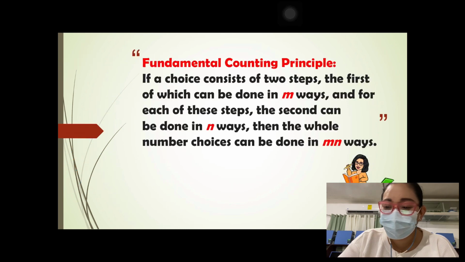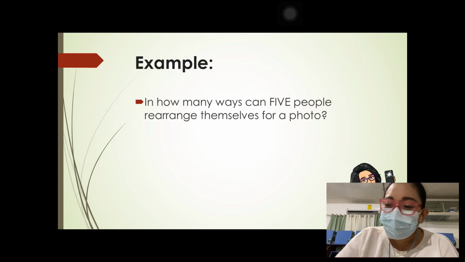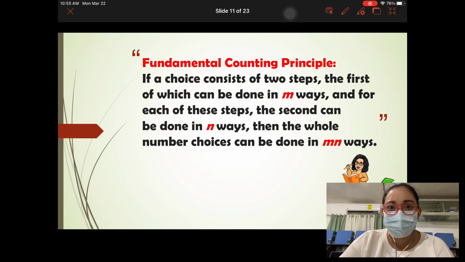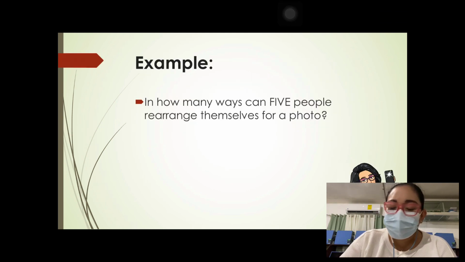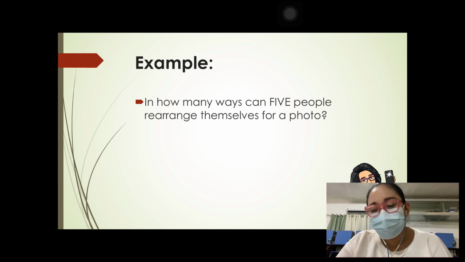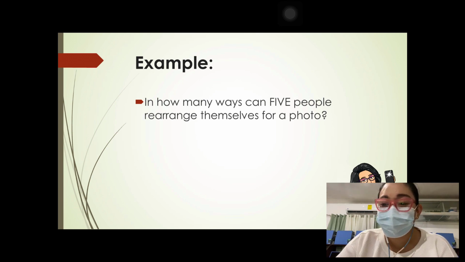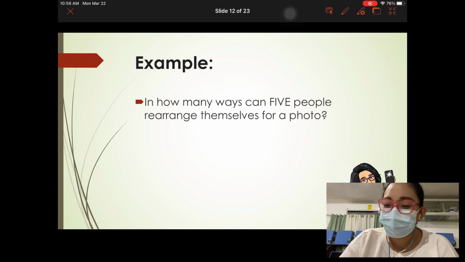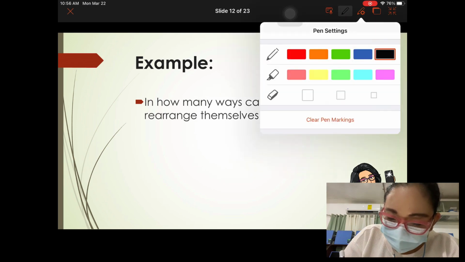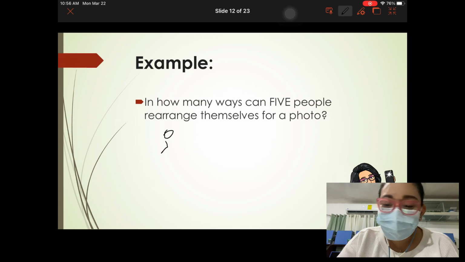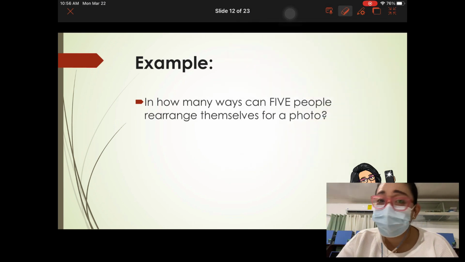Okay? So, yun yan. Now, let's apply that in another type of situation. Siyempre, kailangan marami tayong examples para mas magets nyo kung anong ginagawa. Okay? So, we have the first one. In how many ways can 5 people rearrange themselves for a photo? So, paano nangyayari dito? May 5 tao ka, tapos you have a photo. So, paano tayo nagre-rearrange? Okay? So, halimbawa, nag-drawing tayo ng 5 tao. Okay? Or, gamitin na lang natin ang kanilang initials ng pangalan. Kunwari sila si A, B, C, D, at E.